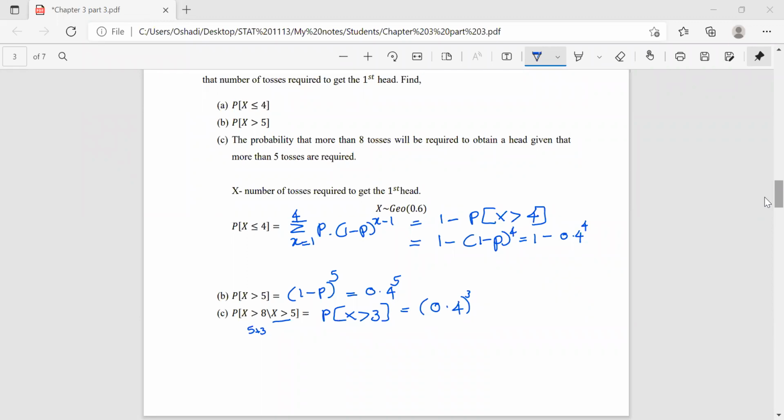Right? So the probability that more than 8 processes will be required is the probability x greater than 8.